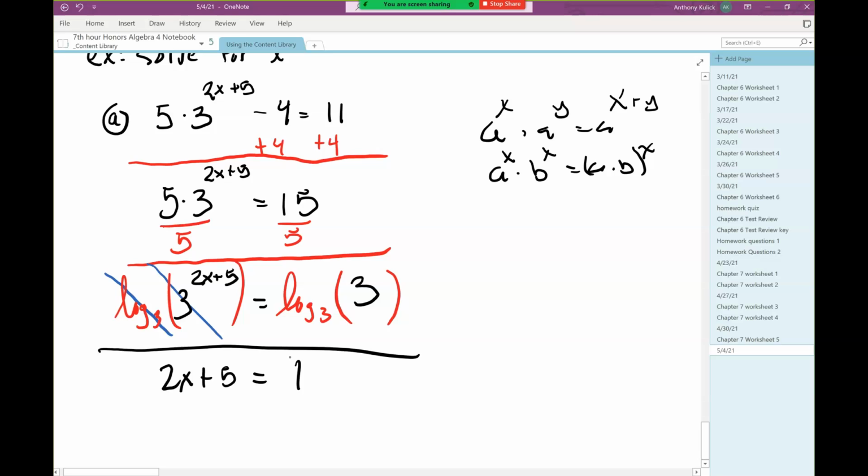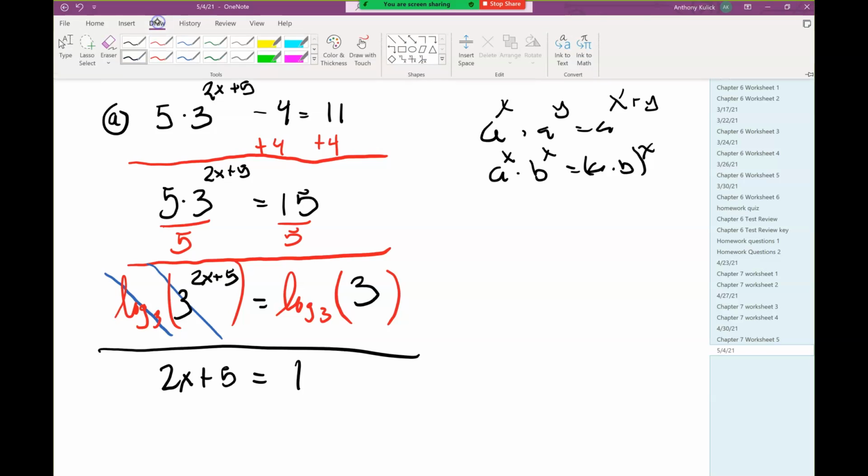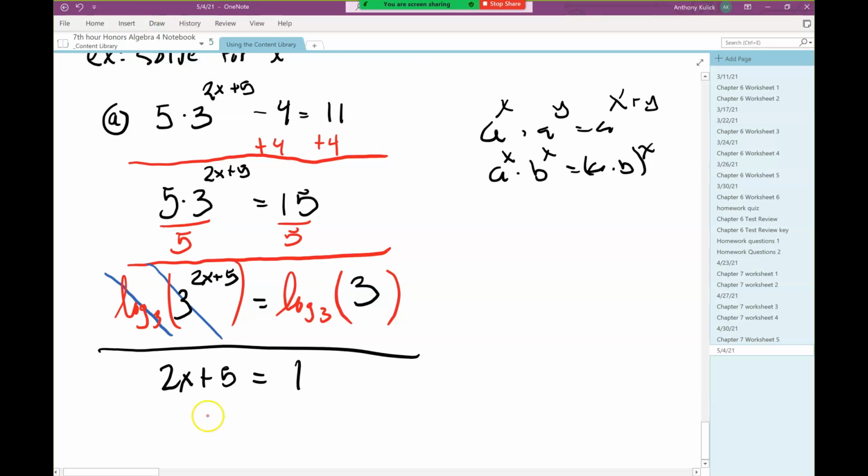Everybody's okay? And then from here, it should be easy, right? We can subtract 5 and then divide by 2 to get negative 2. And I skipped writing down those 2 steps. I hope everybody's okay with that. At this point, that's like a pre-algebra problem, right? And I'm hoping we were pretty good with those.